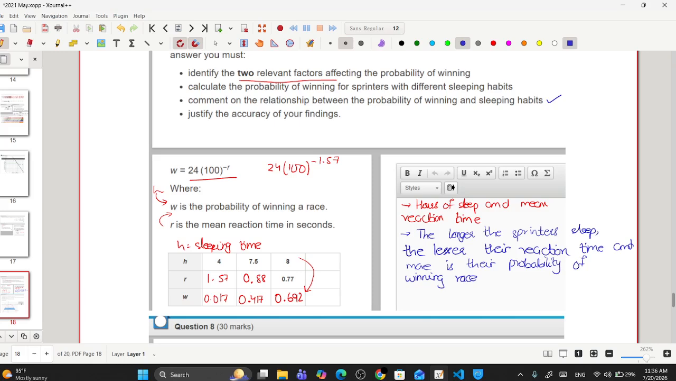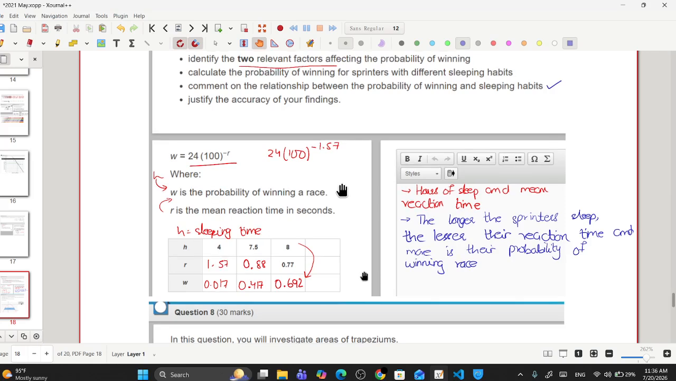and that is going to earn us the mark here. Then what do we have? Justify the accuracy of your finding.